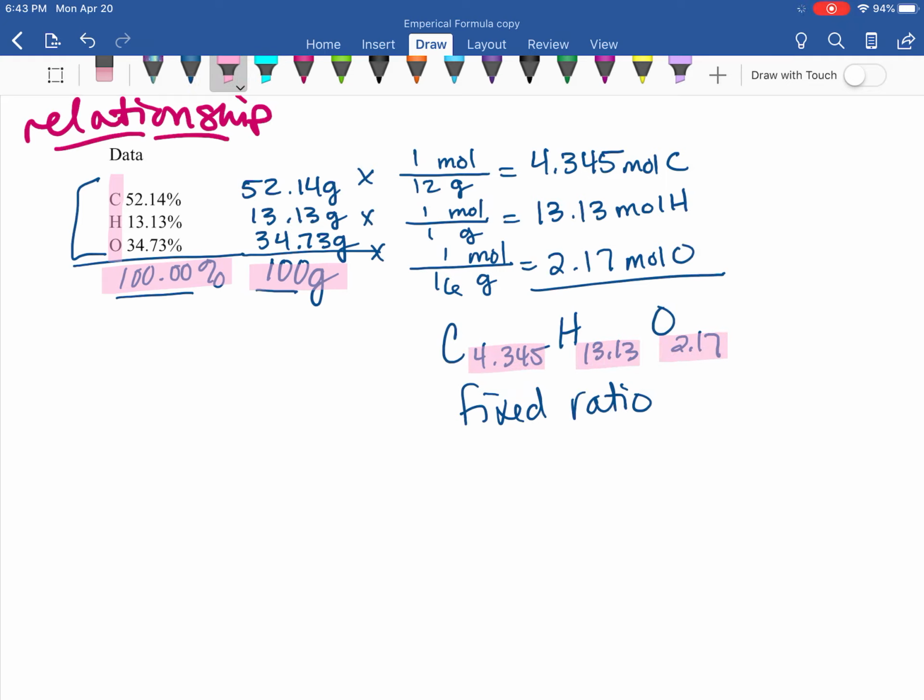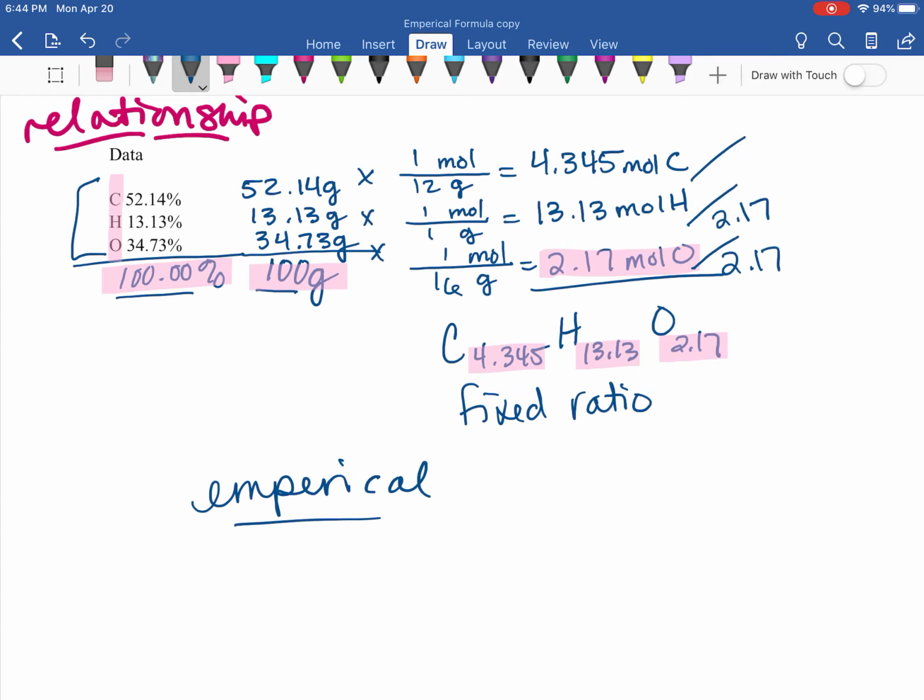Here's the problem. That looks crappy. I mean, when do you ever see not whole numbers there? We don't. So this next step is pure math. This next step is the reason we're going to call this an empirical formula, because what we're going to try and do is get the lowest whole number ratio for our formula. And the best way to do that is to set your smallest one to 1.